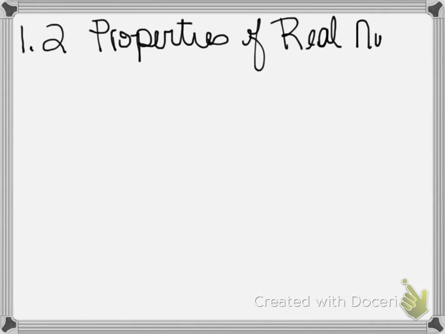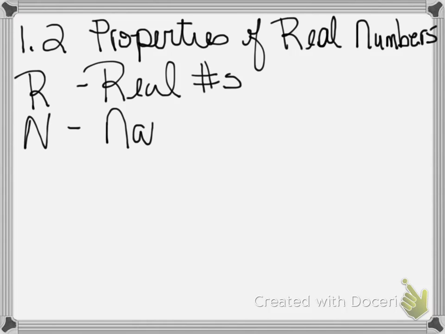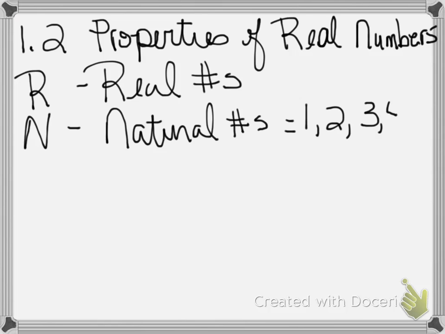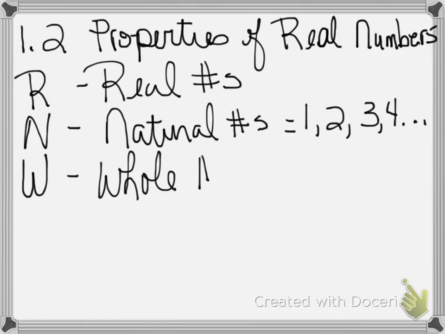Section 1.2 is properties of real numbers. R stands for the real numbers. N stands for natural numbers. Natural numbers start with 1, 2, 3, 4, and so on in the positive direction. W stands for whole numbers. Whole numbers start with the number 0 and go in the positive direction: 0, 1, 2, 3, and so on.